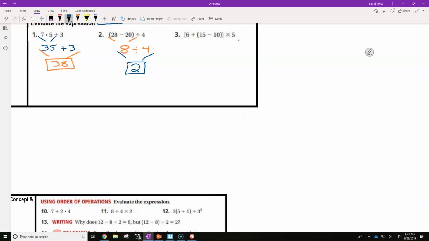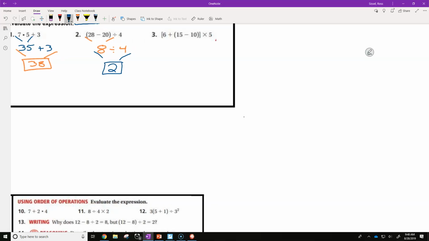Alright, number 3. This is the hardest one that we have so far. We have brackets 6 plus parentheses 15 minus 10 parentheses brackets times 5. Grant, what do we do first, bud? Okay, so 15 minus 10 is 5. Good. So everyone pay attention. Make sure you get this. Brackets first. Inside the brackets, we have parentheses.